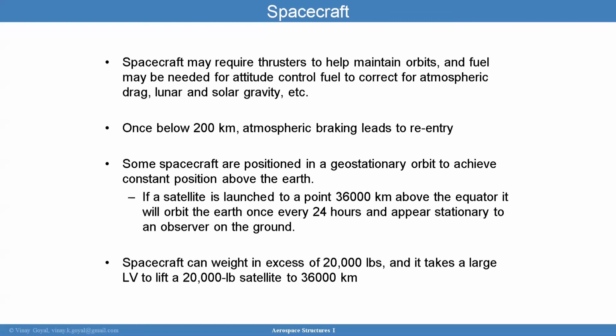Some spacecraft are positioned in the geo orbit to achieve constant position above Earth. If a satellite is launched at a point 36,000 kilometers above the equator, it will orbit the Earth once every 24 hours and appear stationary to an observer on the ground.